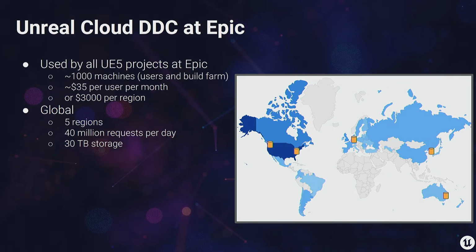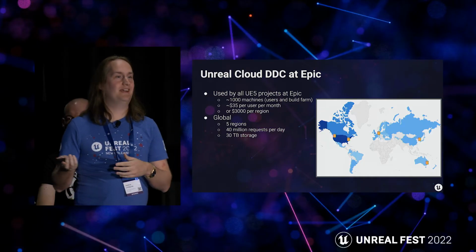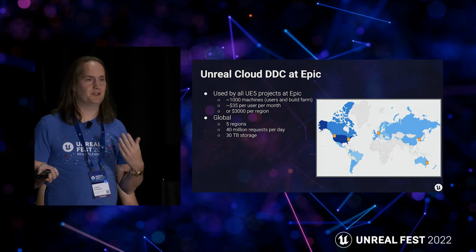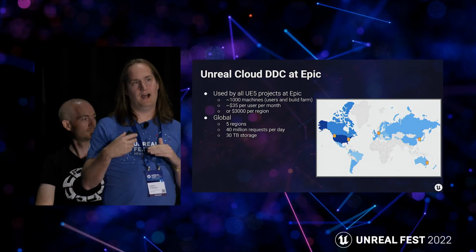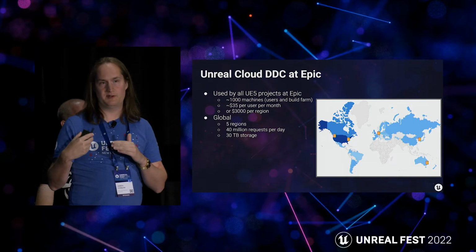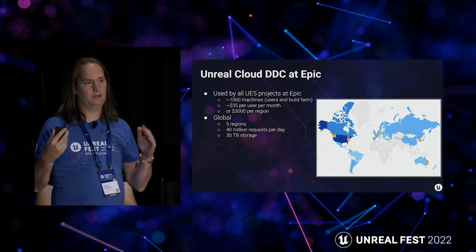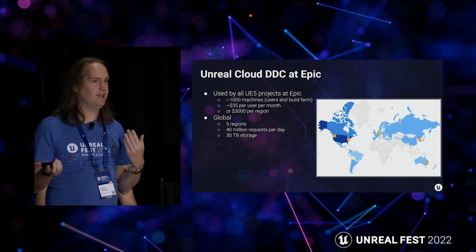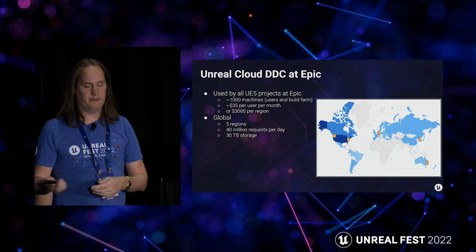So we have about 1,000 machines hitting this every day. And the total cost for us ends up being about $35 per user per month. That is not the most fair way of calculating this because the region in Australia is much more expensive per user because we have fewer users there. It's a fairly high base cost, about $3,000 per region for us, and then the more users you have there, the better. So there is a trade-off between number of users and performance.